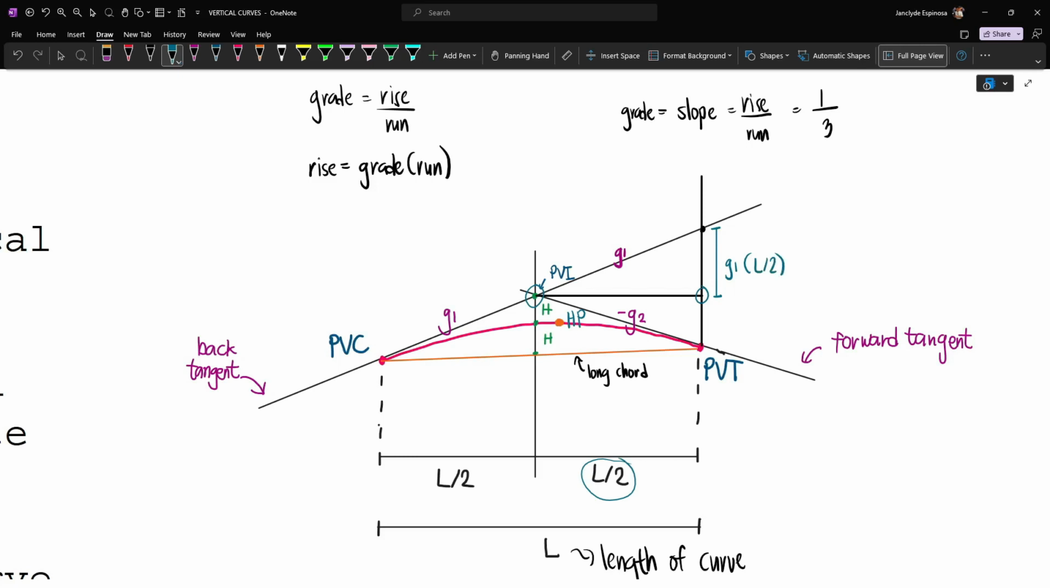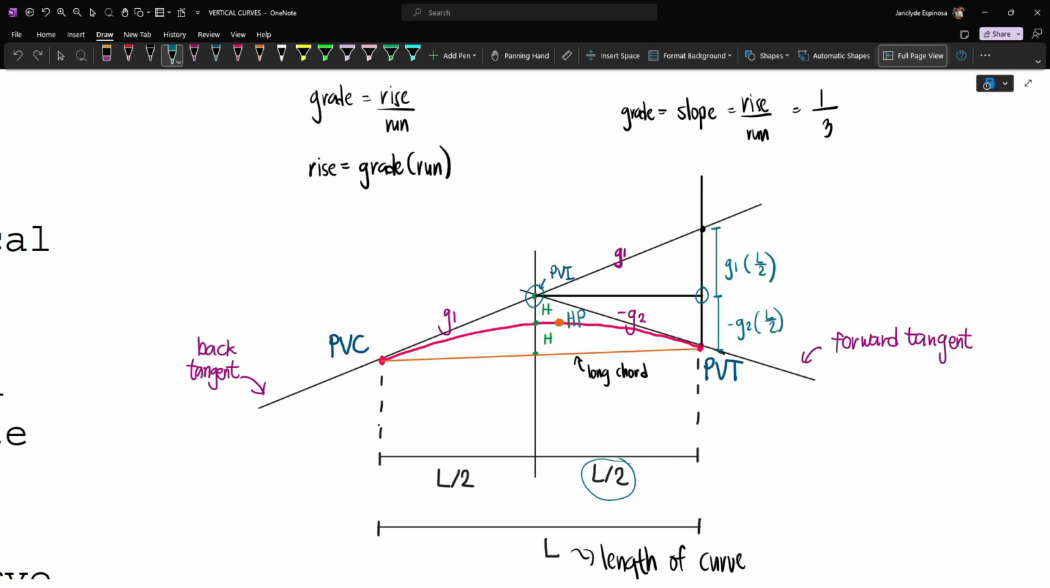And so next, if we extend this line up to PVT, then the rise will still be equal to grade multiplied by the run. Now our grade right here is minus G2. And so this is the grade multiplied by the run, which is still L over 2. So times L over 2. So these are now our distances.